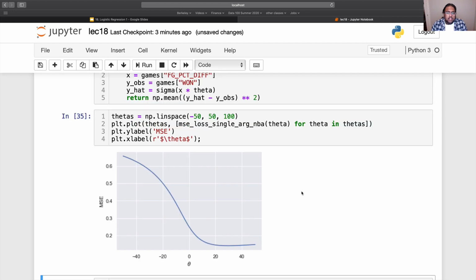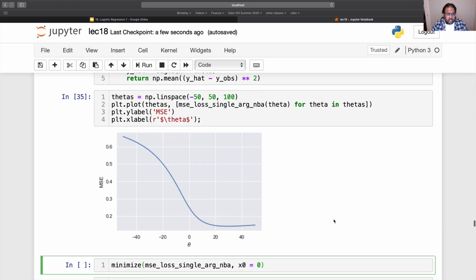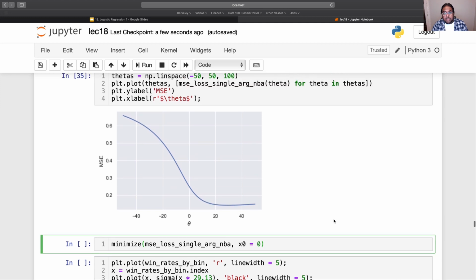Before we do that, let's plot what this loss surface looks like. On the x-axis, we have our choice of parameter, and on the y-axis, we have the mean squared error, or mean of whatever our loss function is for this choice of parameter. You can see here that the mean squared error minimizing value of theta is somewhere between 20 and 40, but I can't really tell by eyeballing it where precisely it is. But have no fear, that's where minimize comes in.